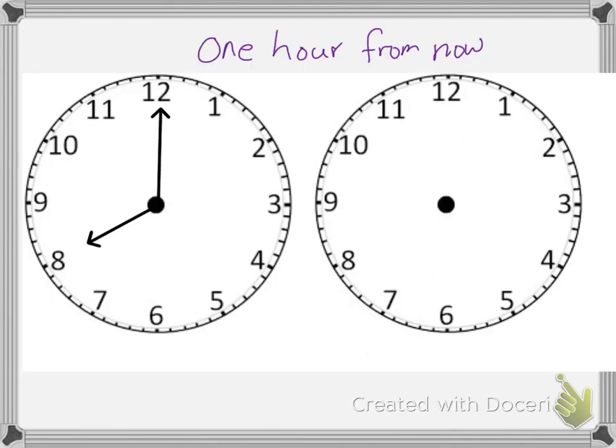Okay, let's pretend that it is 8 o'clock in the evening. And let's say your mother says that in 1 hour from now, you'll have to go to bed. What time will you go to bed? So since it's 1 hour from now in the future, my hour hand's going to go from the 8 to the 9. And my minute hand will go all the way around the clock and stop at the 12 again. So we know this time is 9 o'clock, 1 hour from 8 o'clock.